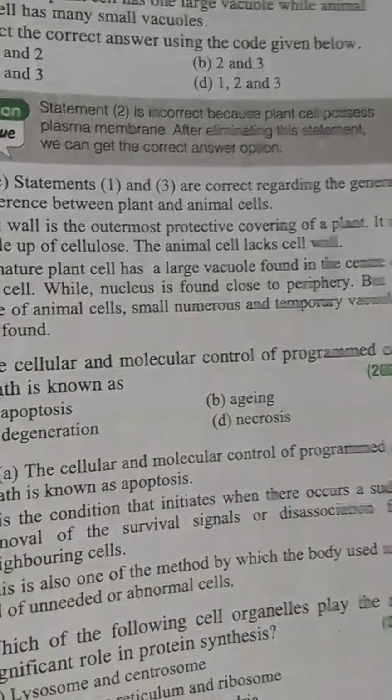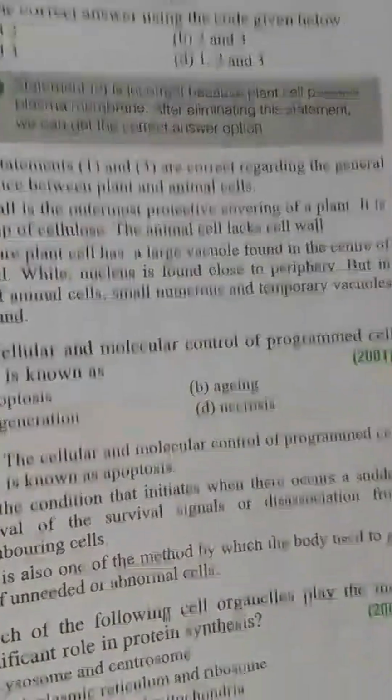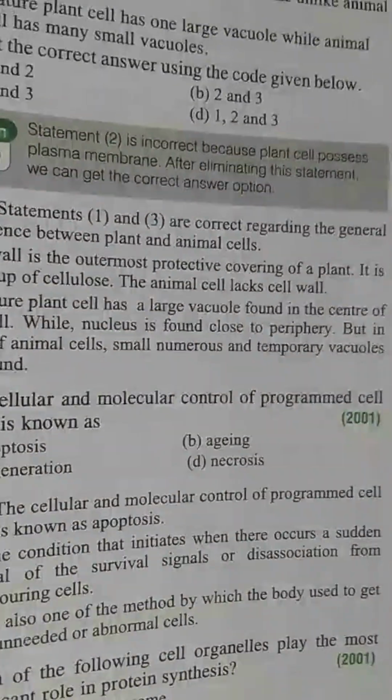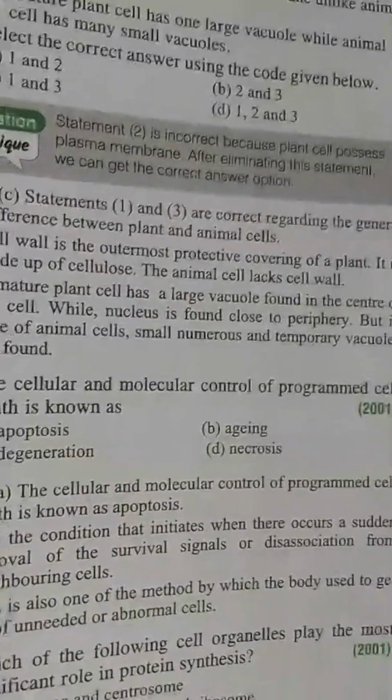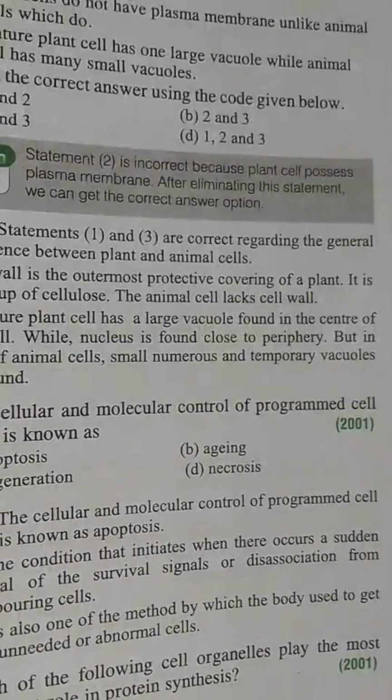The body uses it to get rid of unneeded or abnormal cells. There occurs a sudden removal of the survival signals or dissociation from neighboring cells.